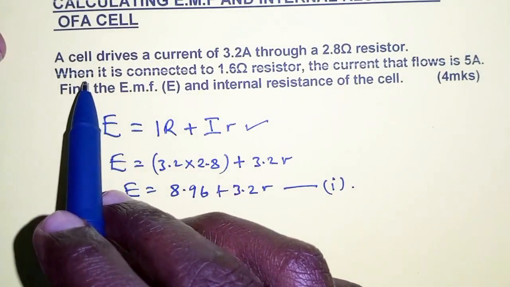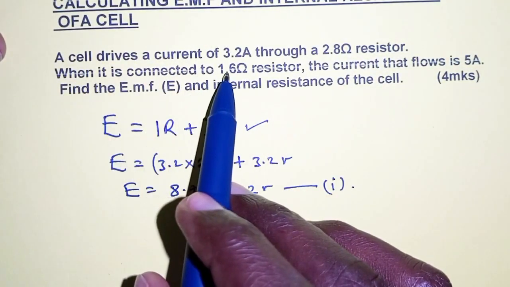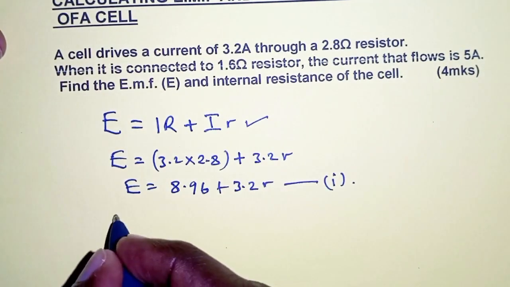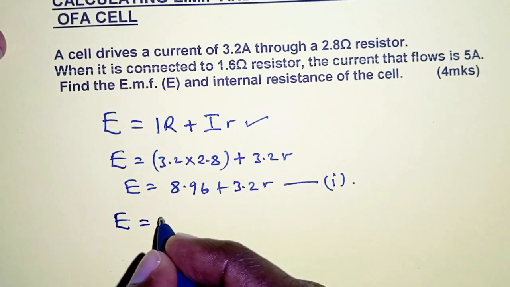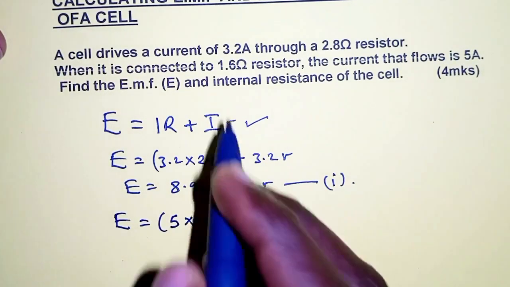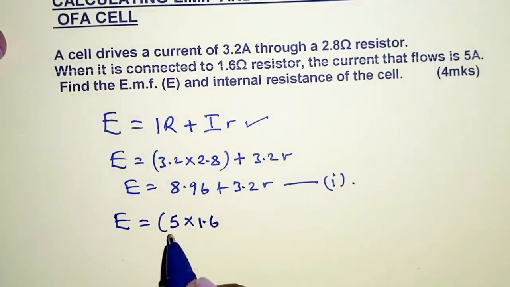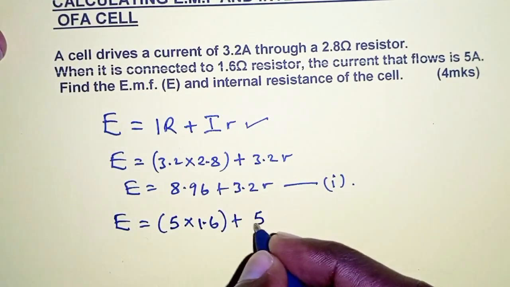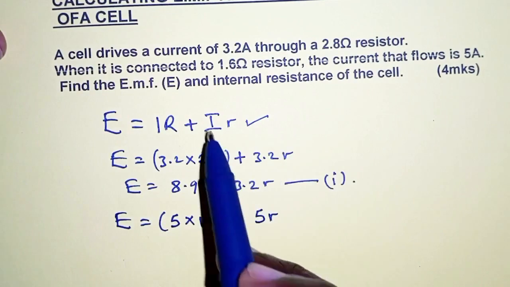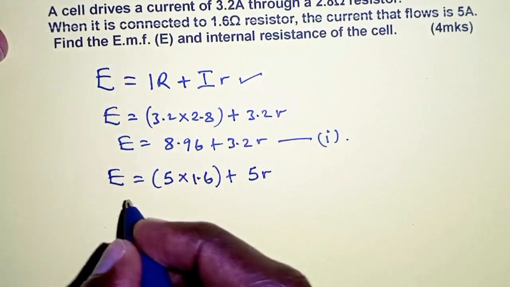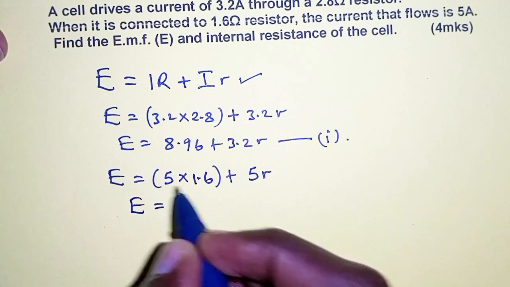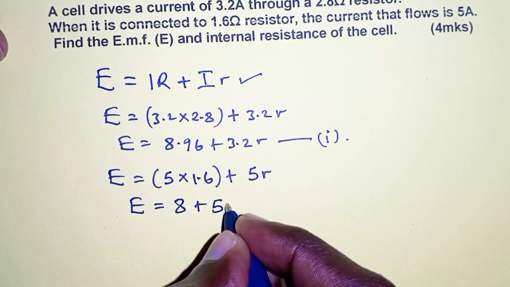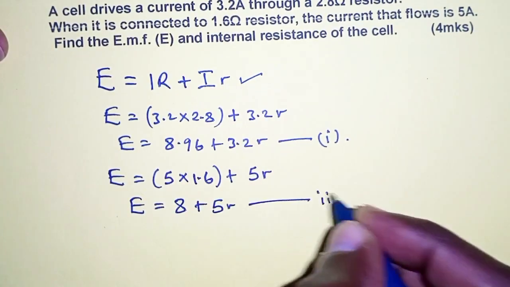Now for the second equation, we are going to use the next statement. When it is connected to 1.6 ohm resistor, the current that flows is 5 amps. So again, we'll say E is equal to 5 times 1.6, 5 for the current, 1.6 for resistance. And then we have to add that to 5r, that is Ir. And this simplifies to, so 5 times 1.6 is 8 plus 5r. Now this is our second equation.